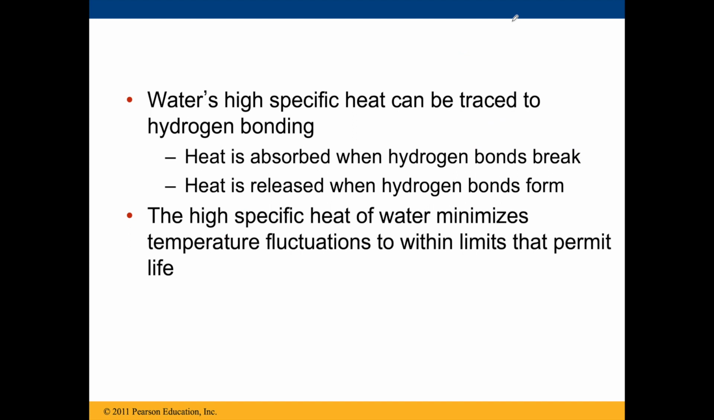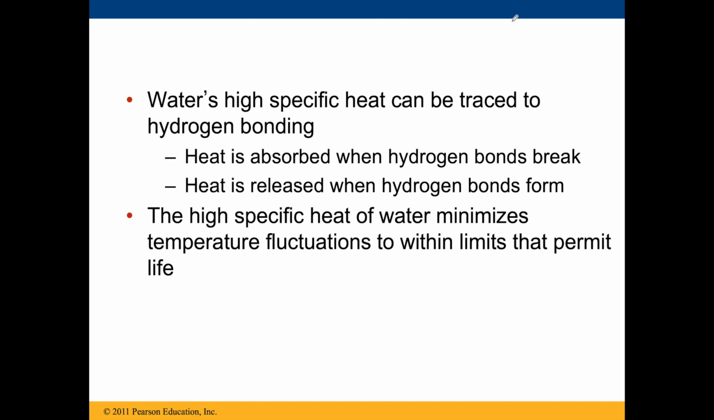So that's the second reason that water allows life on this planet, because it keeps the temperature of our planet at a fairly narrow range, a range that we can actually live at. Why? Because water has a very high specific heat. Why does it have a high specific heat? Because of all the hydrogen bonds that water forms.